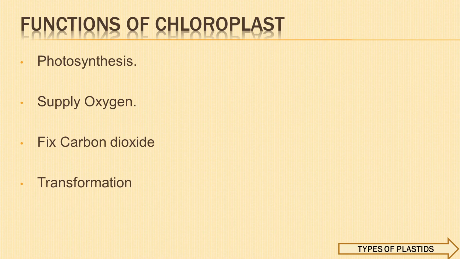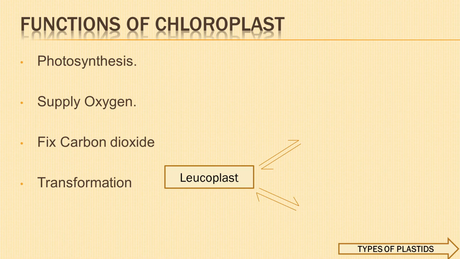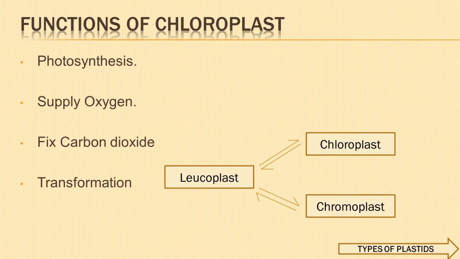According to Schimper, different kinds of plastids can transform into one another as shown in the slide. Leucoplast can be converted into chloroplast or chromoplast and vice versa. Chloroplast into chromoplast and so on. We have discussed chloroplast in detail.